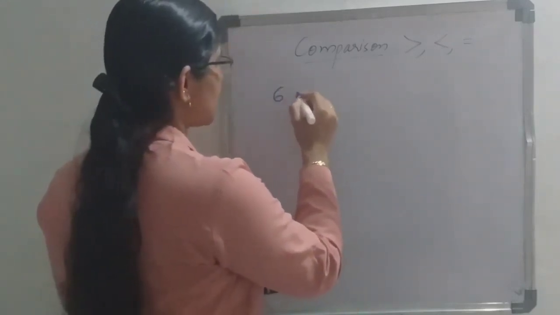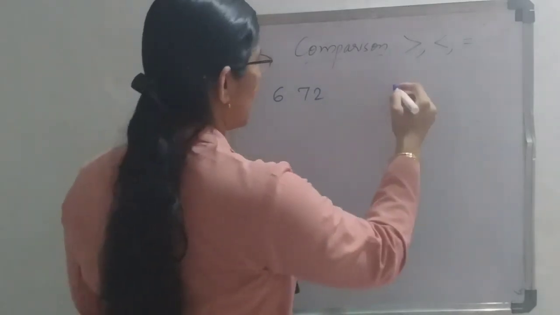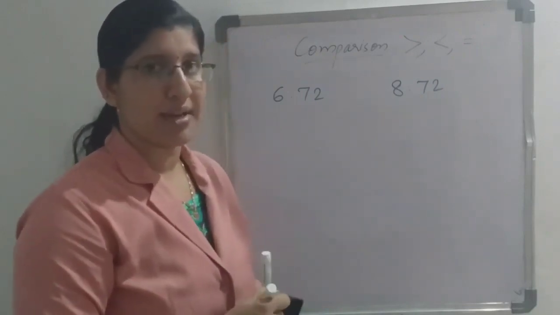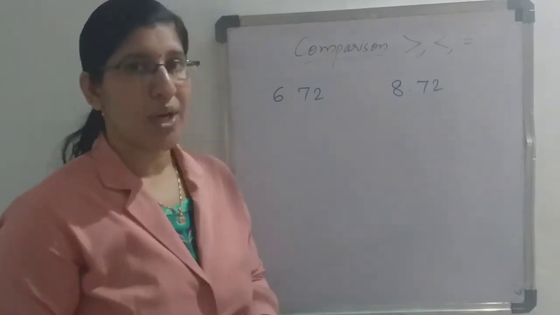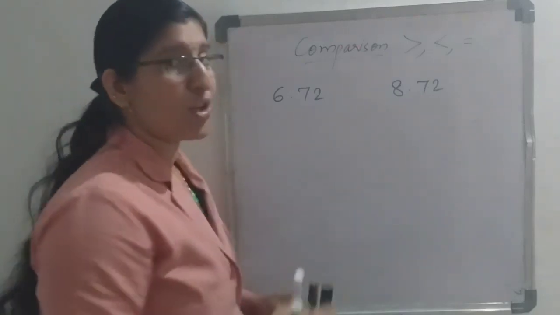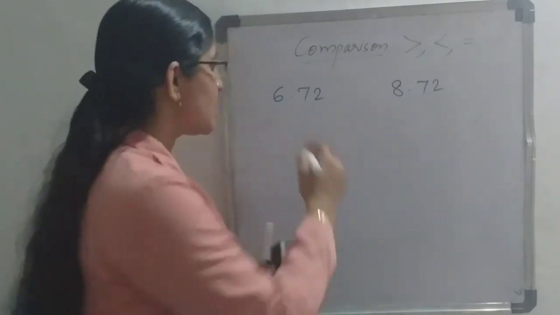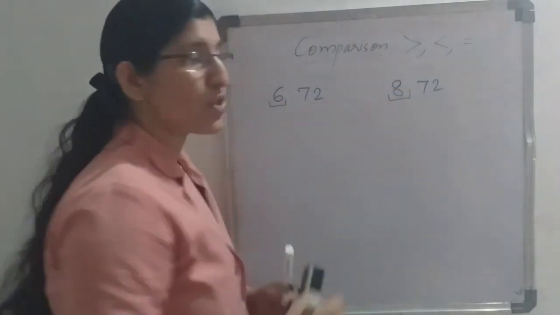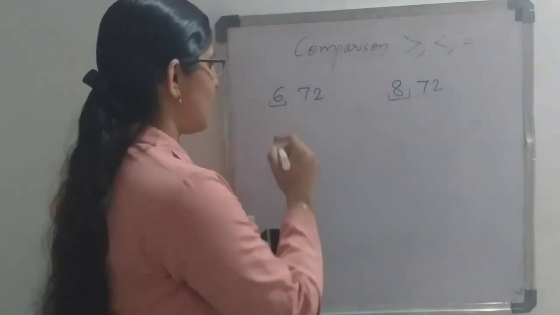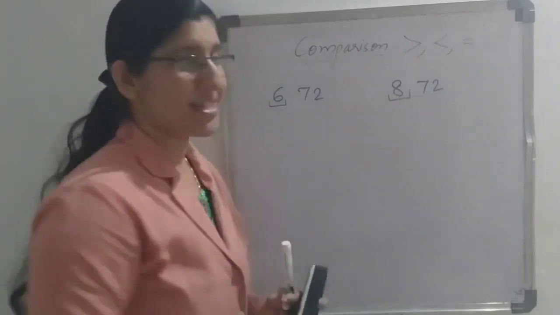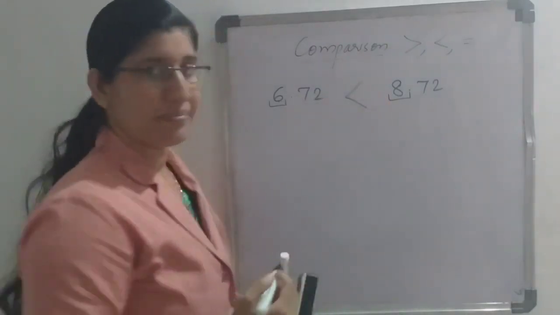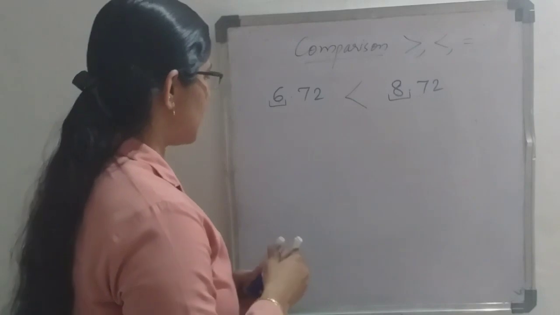For example, 6.72 and 8.72. We need to compare. So how will you compare? There are 3 steps you have to keep in mind. The first step is that whenever you get decimal numbers for comparing, you have to start the comparison from the whole number. Here the whole number is 6. Here the whole number is 8. Normally we know that 6 is less than 8. So this number is less than. Clear? Okay. Another example.